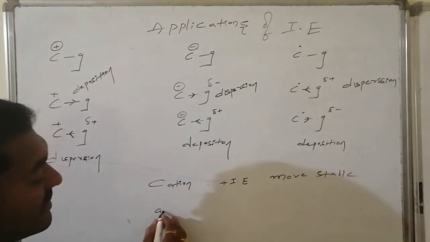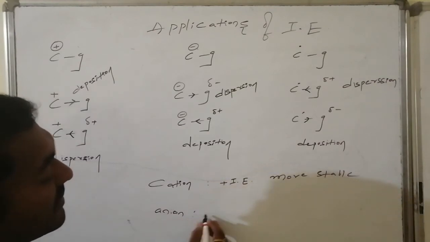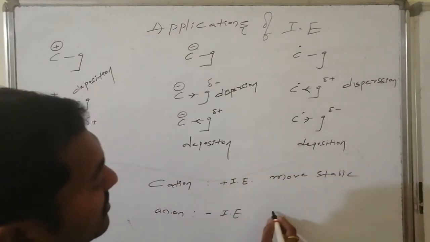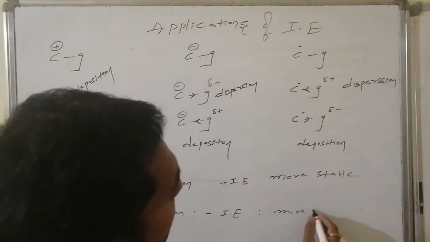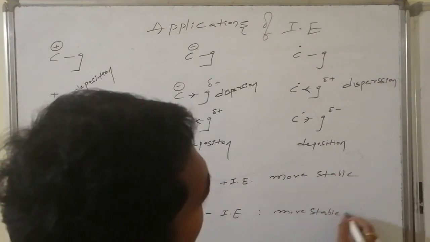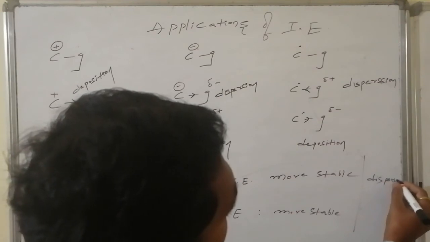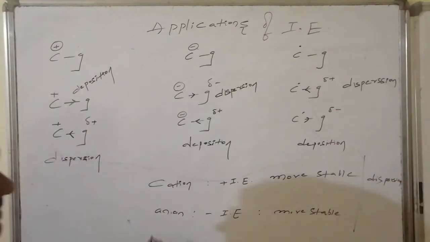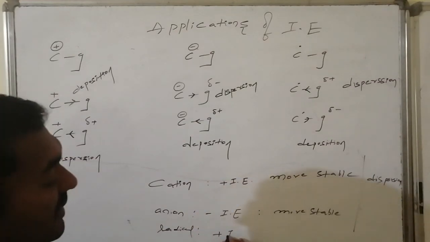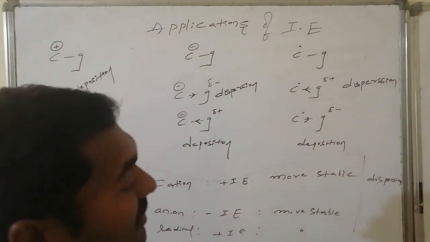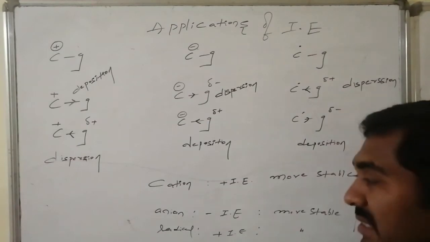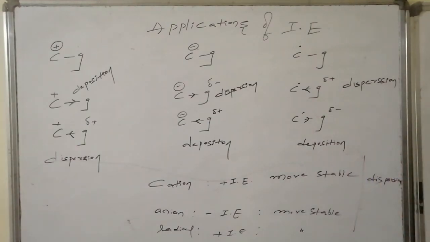Similarly, anions connected with minus inductive effect groups are relatively more stable, because in this case dispersion occurs. Whereas in the case of radicals, similar to that of cations, if they are connected with the positive inductive effect, they become more stable, because in this case also dispersion occurs.